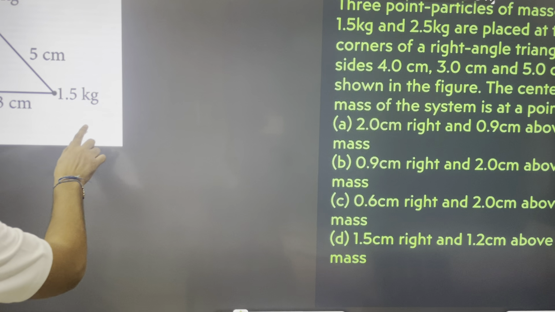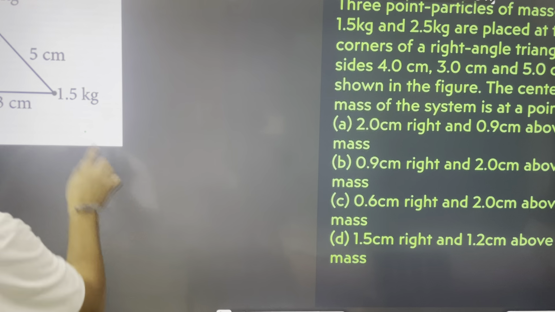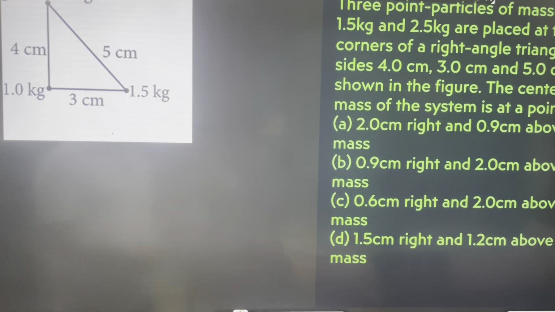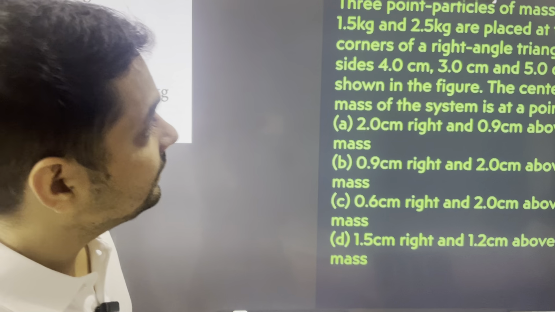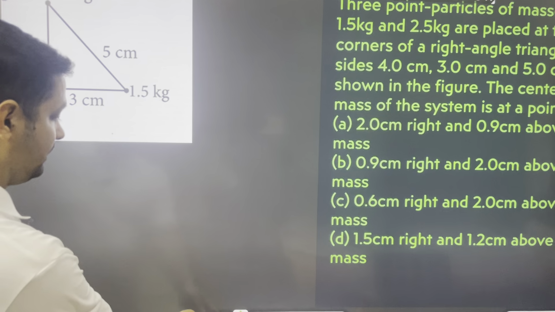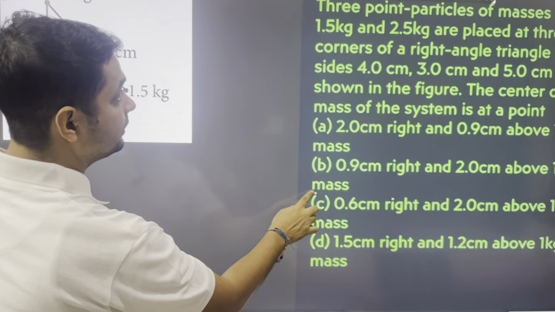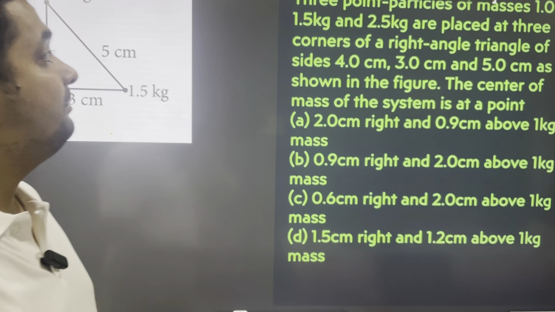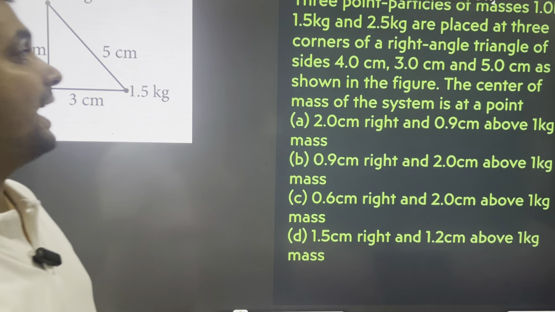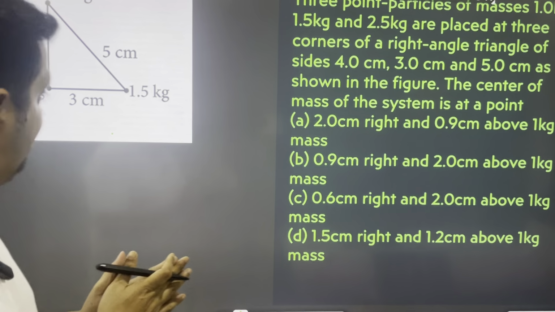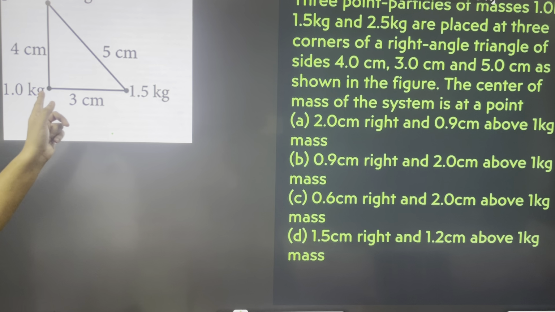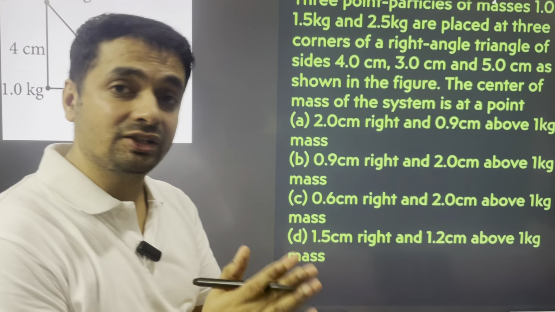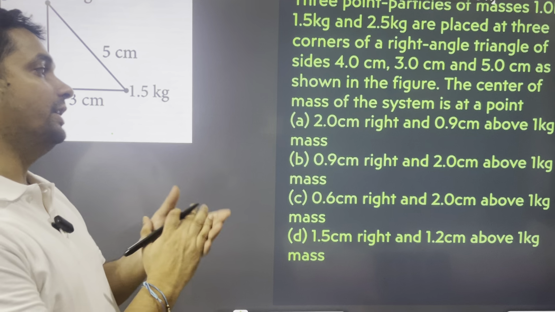Here you can see the question is: 3-point particles of masses 1 kg, 1.5 kg, 2.5 kg are placed at the three corners of a right angle triangle of sides 4 centimeter, 3 centimeter and 5 centimeter as shown in the figure. The center of mass of the system is at which point? You have to find the center of mass.